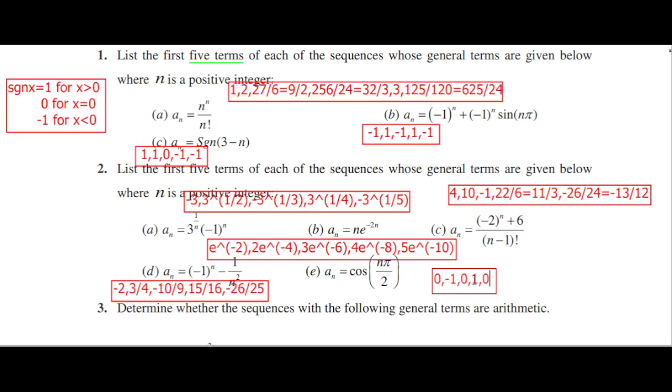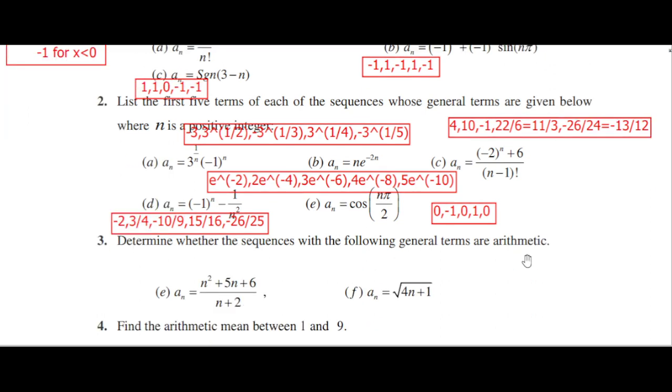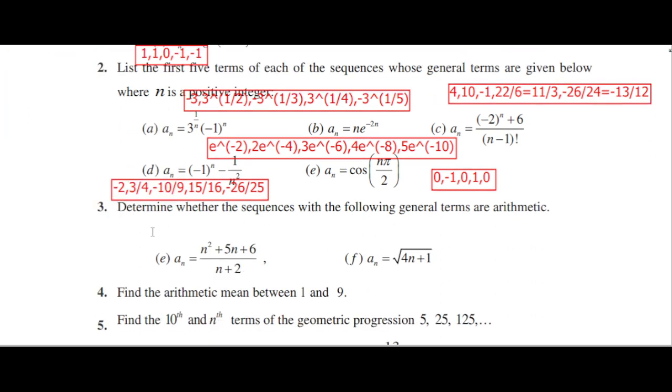1, 2, 3, 4, 5. These are the first 5 terms for this sequence. Let's go on to determine whether the sequences with the following general terms are arithmetic or not. To check whether this is arithmetic or not, let's list out some terms.